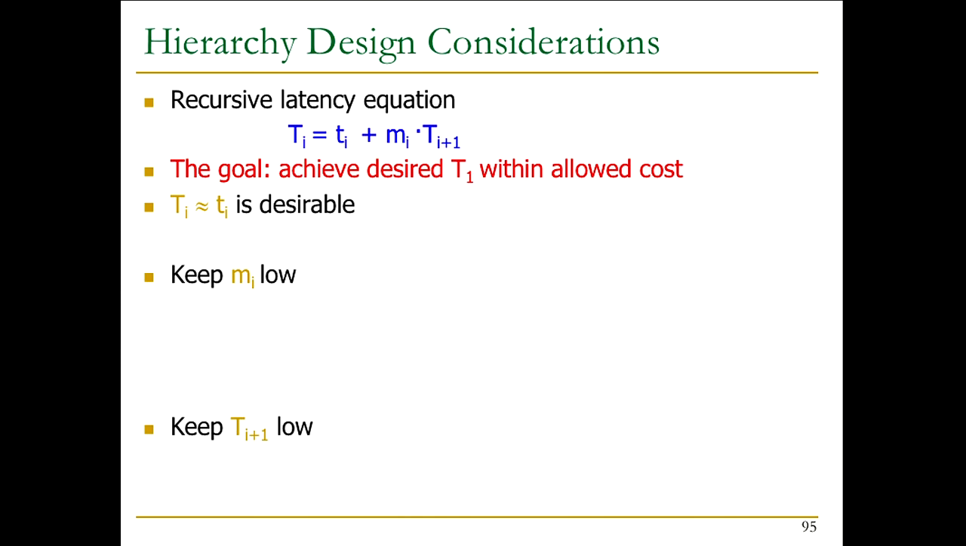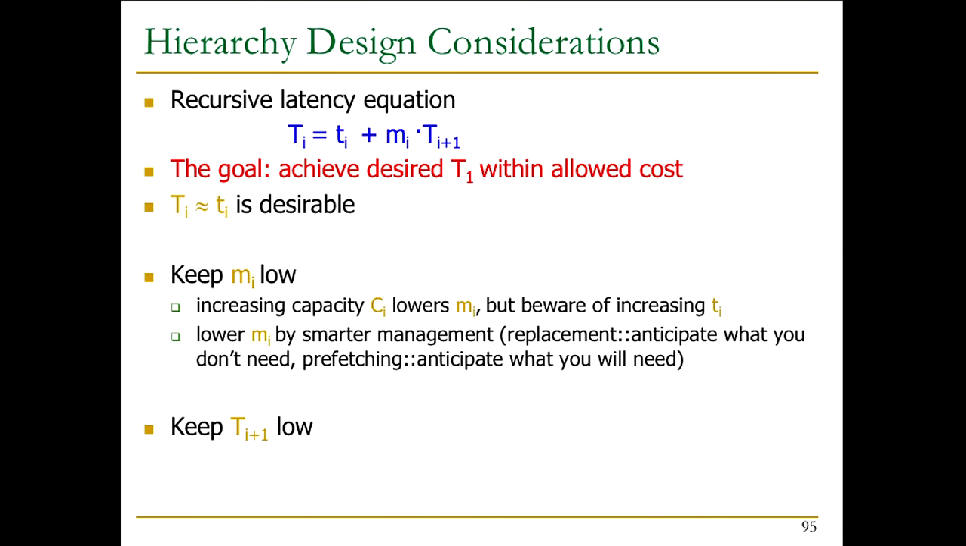You want to keep the miss rate low at each level. You want to keep the time to access the next level low also. So increasing capacity lowers the miss rate, but now it increases your intrinsic access latency, clearly. You can lower the miss rate by smarter management, and we're going to talk about that. What do you replace? What do you keep in the cache, basically?